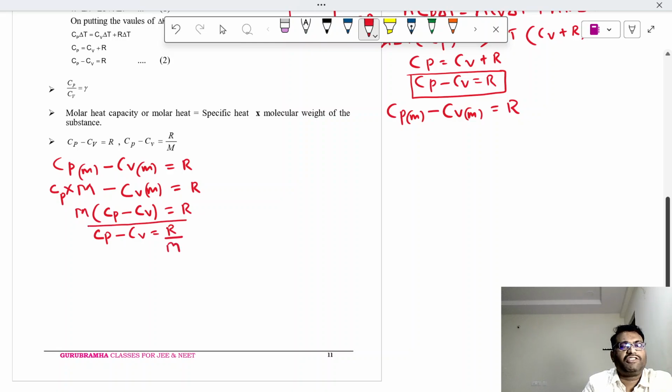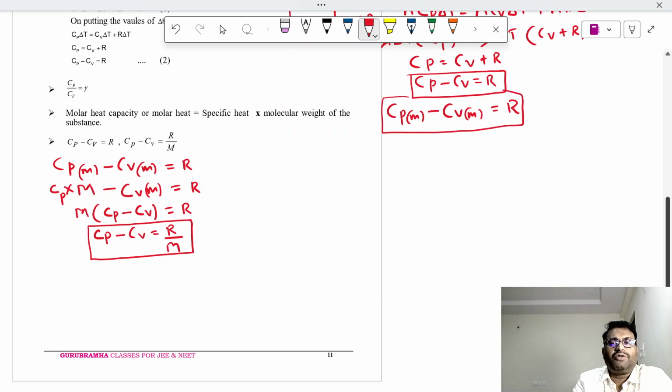So this is the relation between the two specific heats, and this is the relation between the two molar heat capacities. Okay, Cp minus Cv is equal to R, and here cp minus cv is equal to R by M. What are Cp and Cv? The lowercase ones are specific heat capacities at constant pressure and constant volume, and the capital ones are molar heat capacities at constant pressure and constant volume.